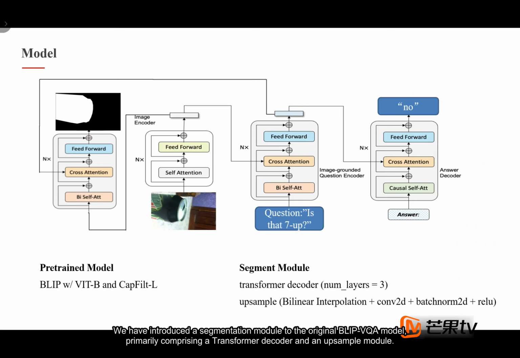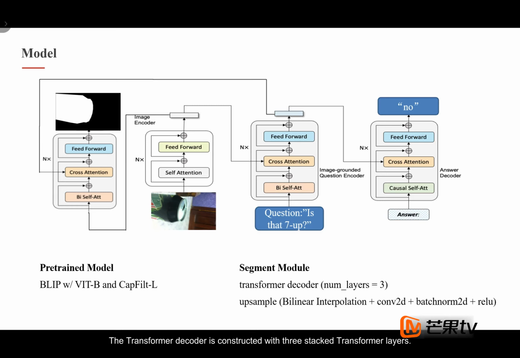We have introduced a segmentation module to the original Blip VQA model, primarily comprising a transformer decoder and an upsample module. The transformer decoder is constructed with 3 stacked transformer layers. Since the patch size is 16, we need to execute 4 upsampling steps. For the upsampling layers, a simple combination of bilinear interpolation and conv2d operations is employed to achieve the desired effect.